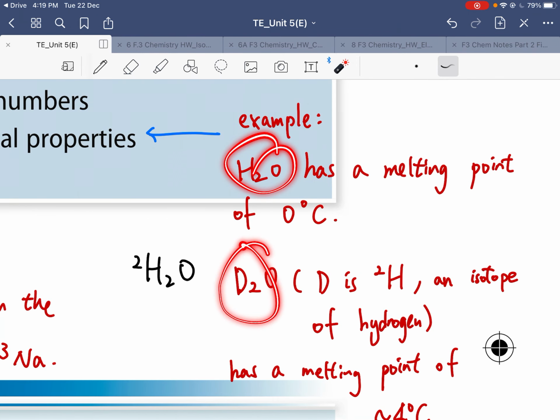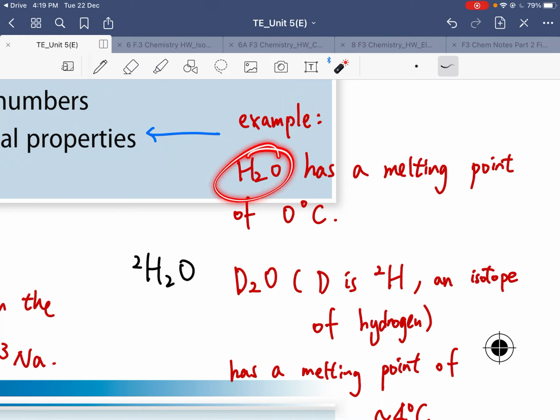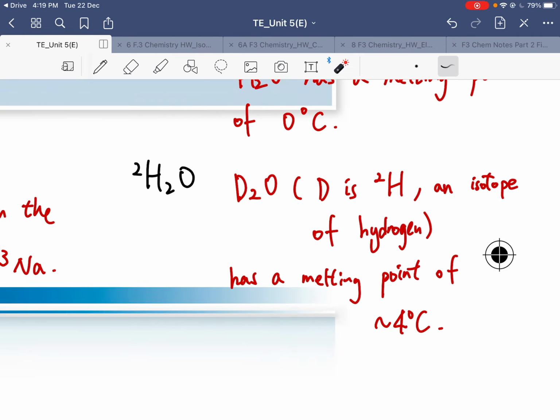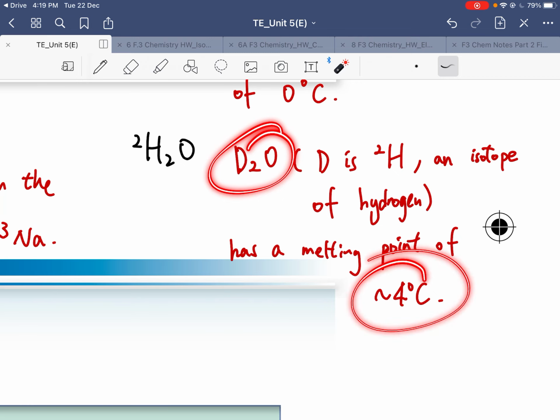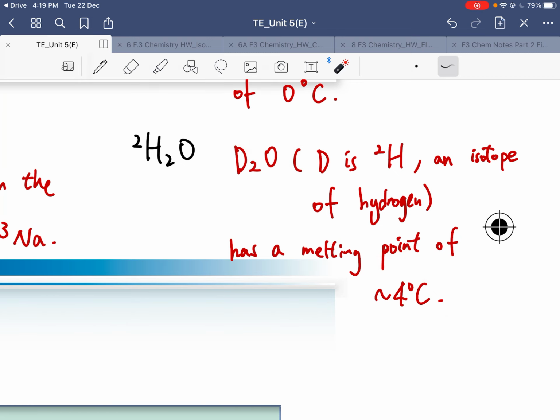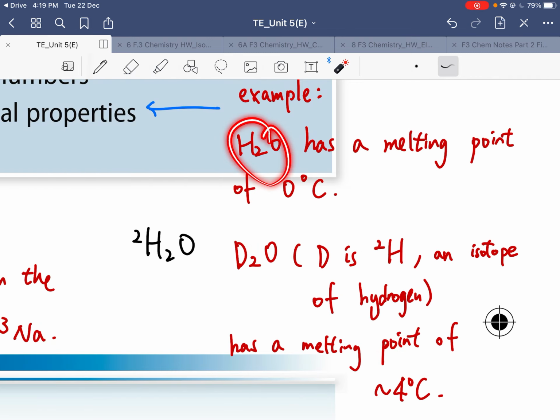For example, water and heavy water. D2O, the D means heavy hydrogen, okay, deuterium. Of course, no need for you to remember D is deuterium, but you can know it. You can treat it as normal water and heavy water. Normal water melting point is 0 degrees, but for heavy water the melting point is roughly 4 degrees Celsius. They are not the same, but both water and heavy water have exactly the same chemical property.